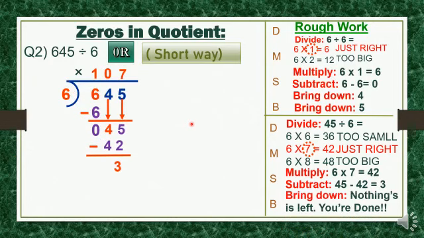So is there any more number to bring down? No number to bring down. So we are done. So our quotient is 107 and our remainder is 3, like before. But here we have taken less number of steps. Instead of 4 steps, we have ended up with only 3 steps.